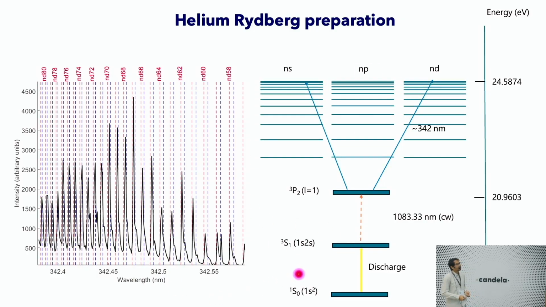So this is really 2-color. We started from the ground state. We have a discharge in front of the source. So it goes to the triplet P2 states, and from there we have IR 1083, and then from there we go to the different ND or NS states. So now we are preparing only the ND states.